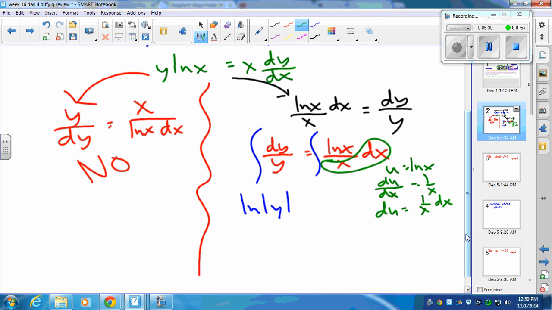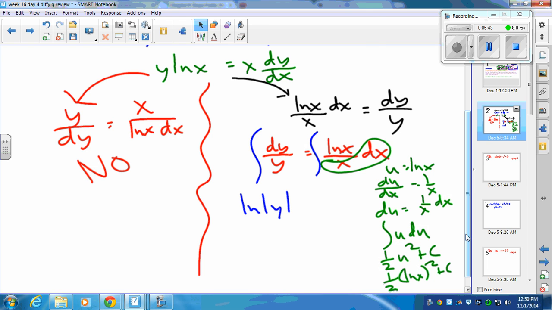It's a perfect fit. So this is turning into the integral of u du, which is 1/2 u squared plus c, which is 1/2 ln of x squared plus c. So that is what fits over on this side. It's a whole u sub to get through it. That's kind of like the last test or 2 tests ago. You have to understand everything leading up to the current chapter that we're on.